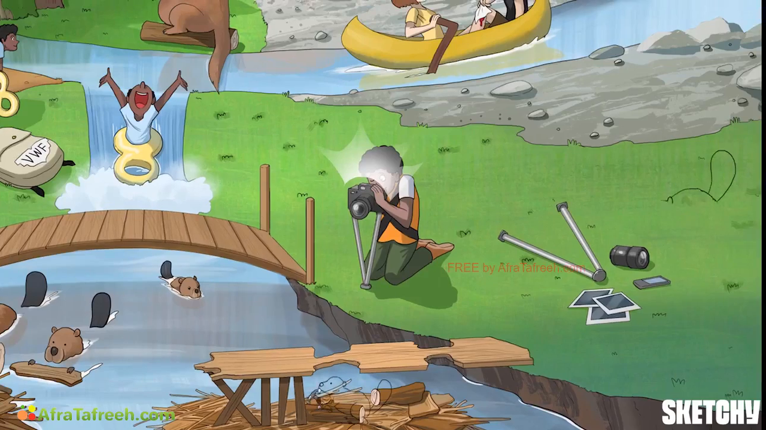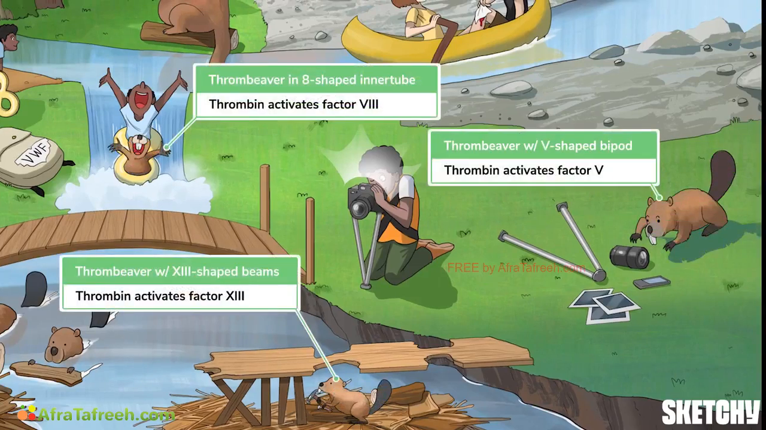Thrombin also activates several other factors, including factors 5, 8, and 13. To help you remember this, we've added in a few more thrombivers, playing with this other V-shaped camera stand, having the time of their life in the 8-shaped inner tube, and making repairs to the 13-shaped pilings. Another helpful way to remember these thrombin-activated factors is with the mnemonic 5 plus 8 equals 13.